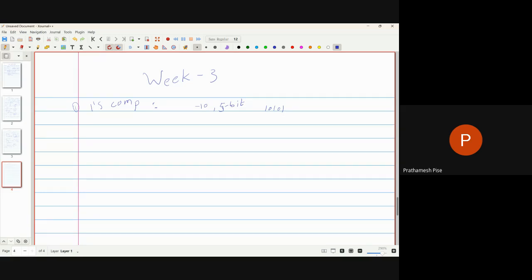So what if I want to do it in 8 bits? Now tell me, what is minus 10 in ones complement 8 bits? Calculate it and tell me when you are done.